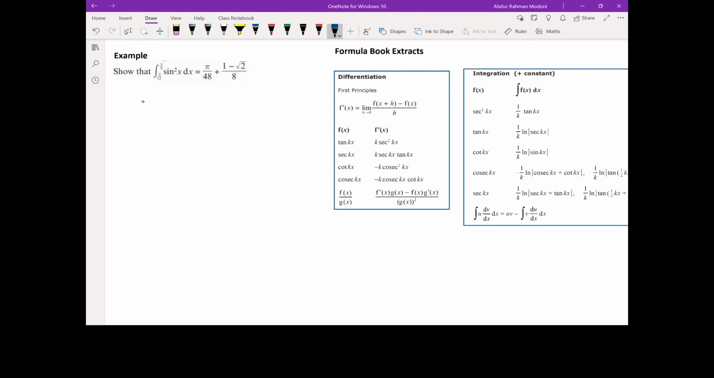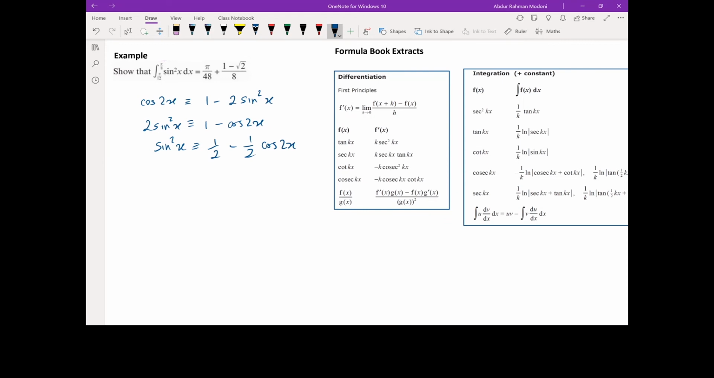So let's write that down. Cos 2x is identical to 1 minus 2 sine squared x, a double angle identity that we do know. If we rearrange that, we get 1 minus cos 2x is identical to 2 sine squared x, and therefore sine squared x is identical to a half minus a half cos 2x. I've just written it in that form, dividing everything by 2.